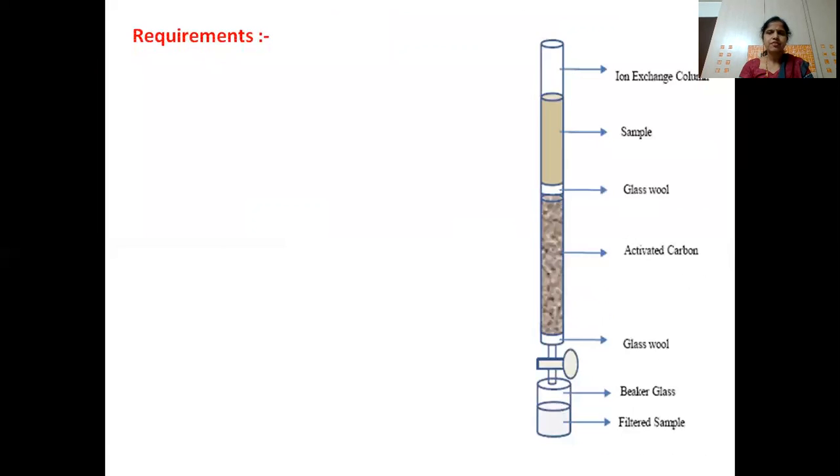Next, what are the requirements for doing ion exchange chromatography? The main requirement is the column. We perform ion exchange chromatography using a column. We actually have two different techniques: one is the batch technique, the other is the column technique. We are discussing the column technique now. The column is made up of glass, stainless steel or polymers.